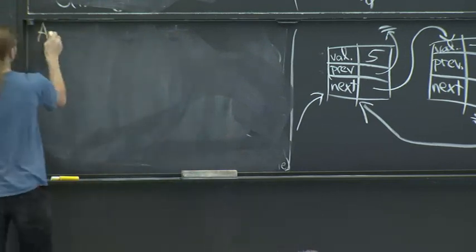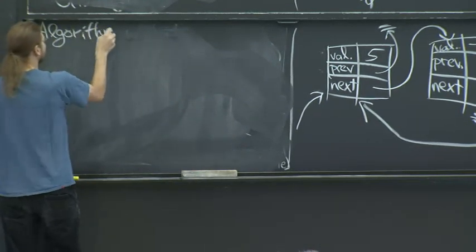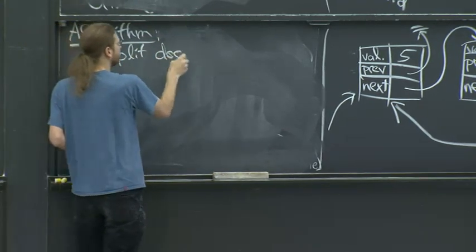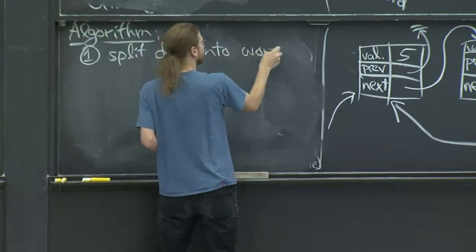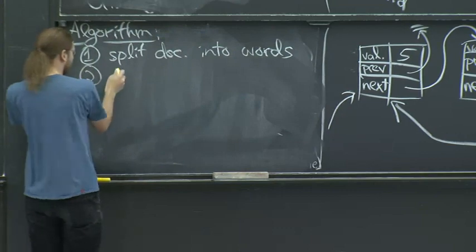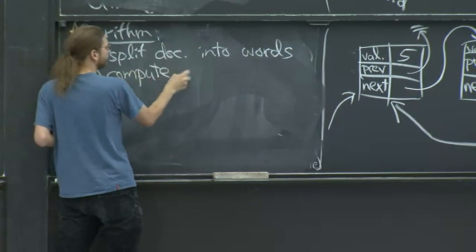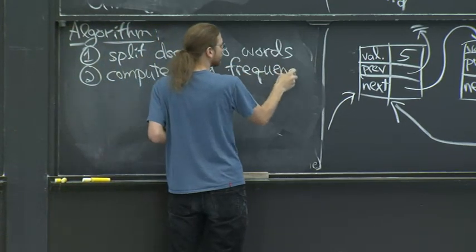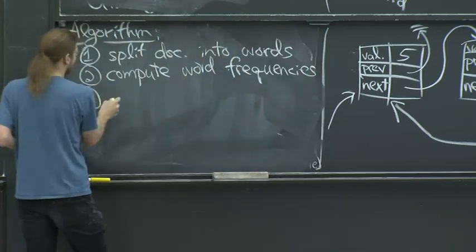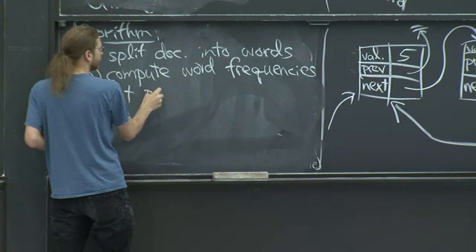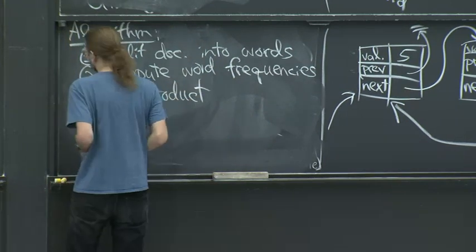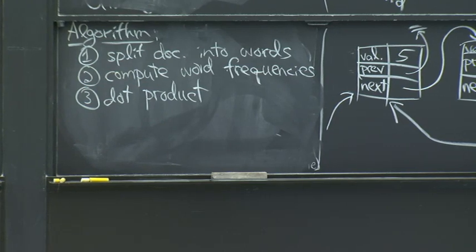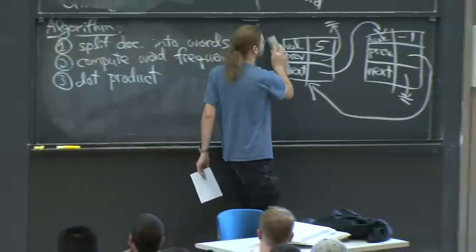So a sort of algorithm. One, split a document into words. Second, compute word frequencies, how many times each word appears. This is the document vectors. And then the third step is to compute the dot product. Let me tell you a little bit about how each of those is done. Some of these will be covered more in future lectures. I want to give you an overview.